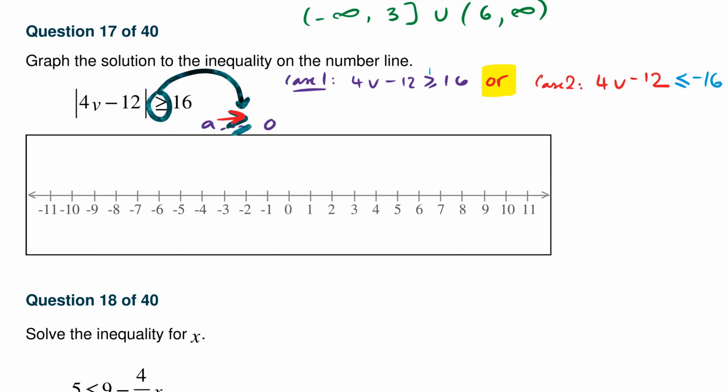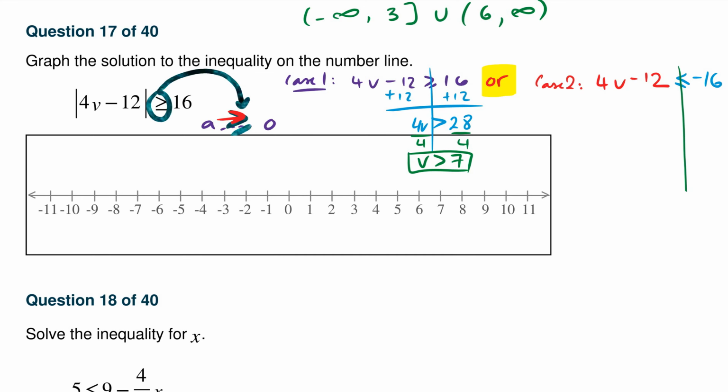Alright, we're going to solve for v, adding 12 on both sides. That will give you 4v greater than or equal to 28. Then we divide by 4 on both sides. So v greater than or equal to 7. Alright, case 2.